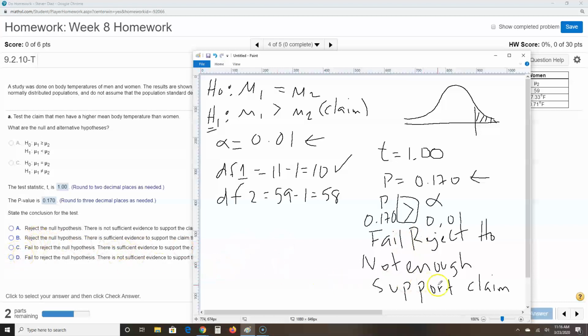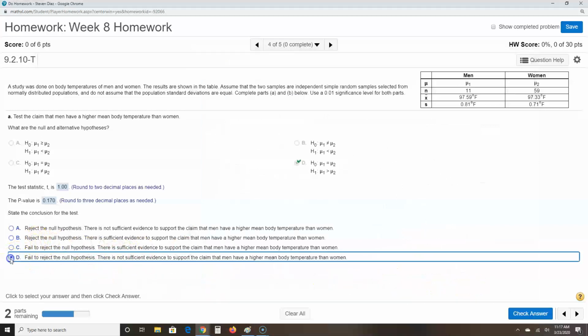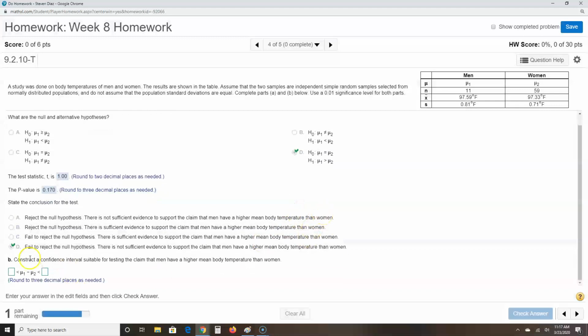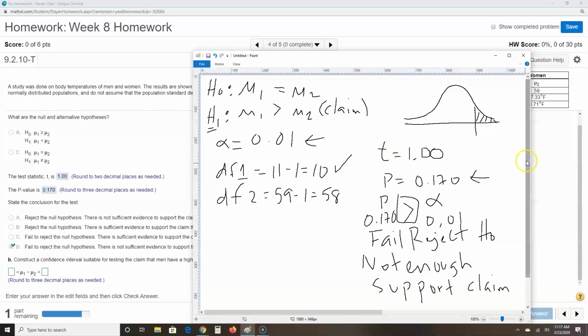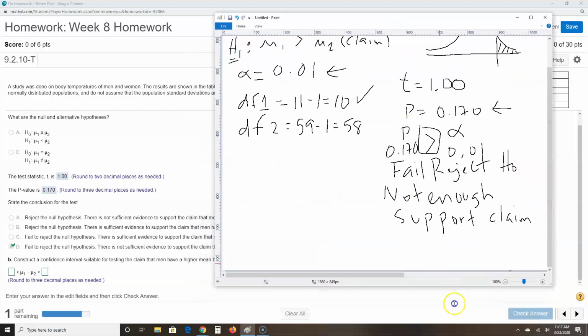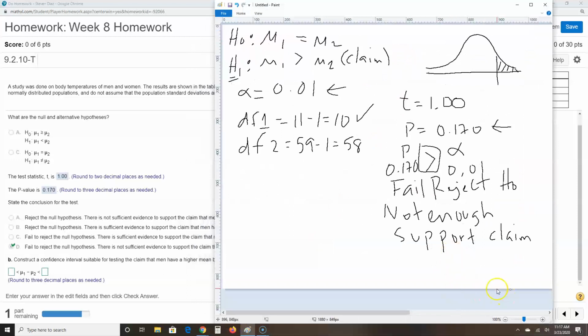Which one do I choose? The one that says not enough evidence to support the claim. So that will be letter D, and I check my answer. Okay, now I'm going to construct the confidence interval. To do that, let me go down here. I'm going to make this a little bit bigger so I can write my work.